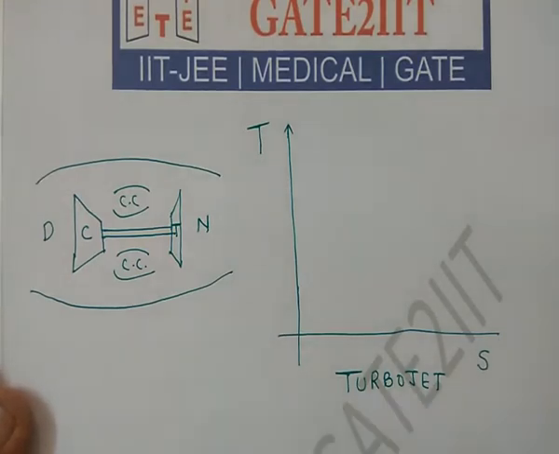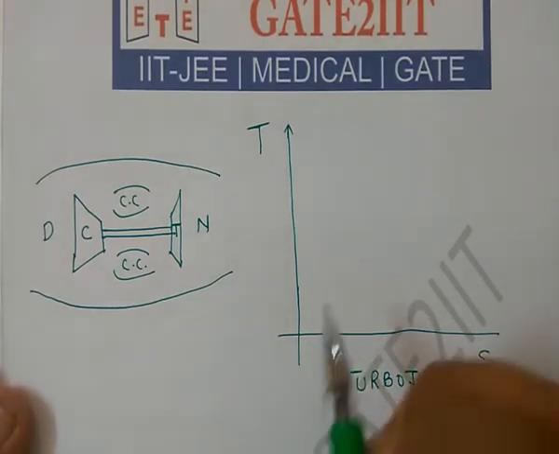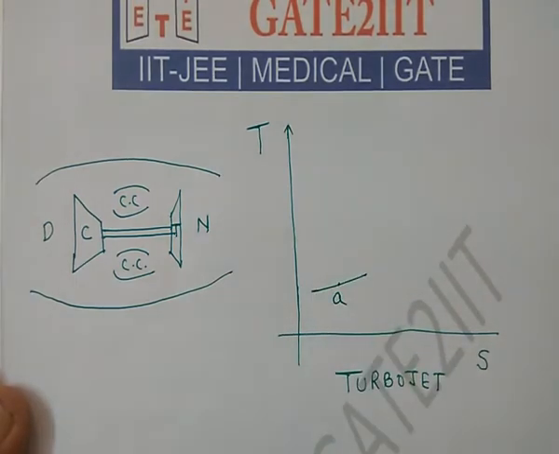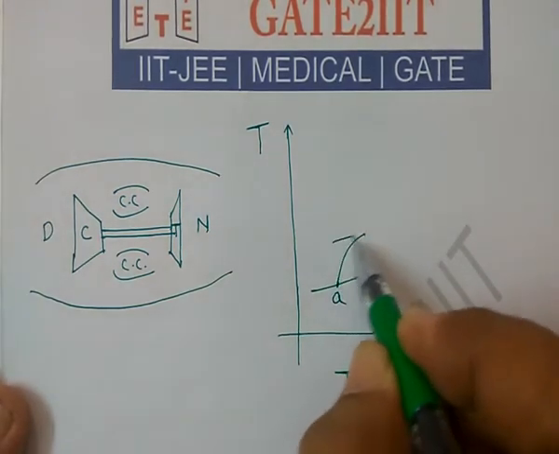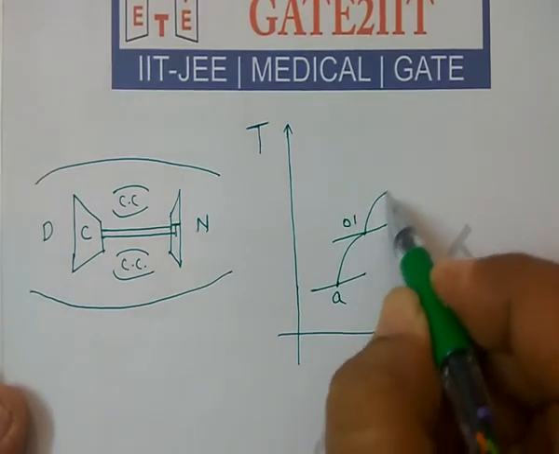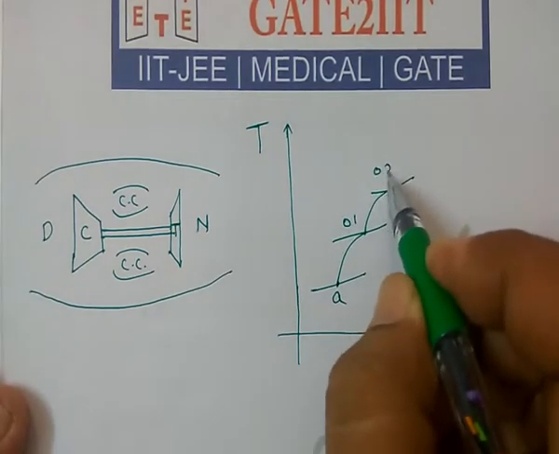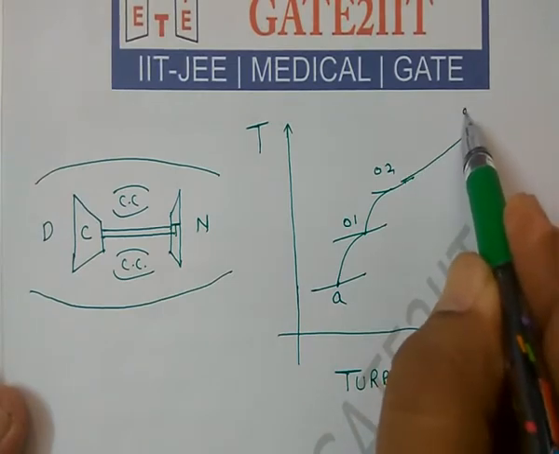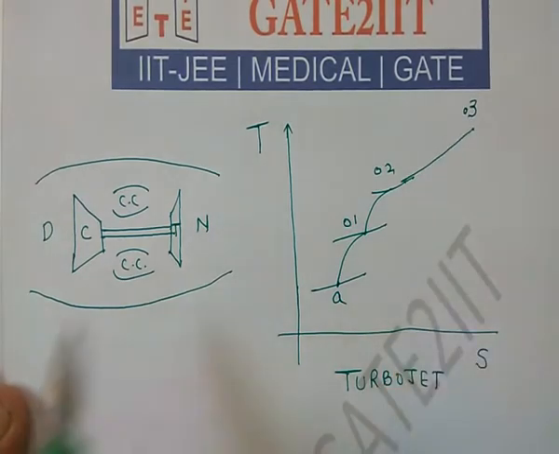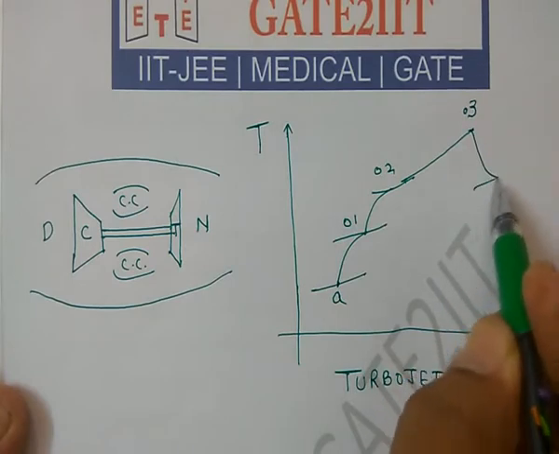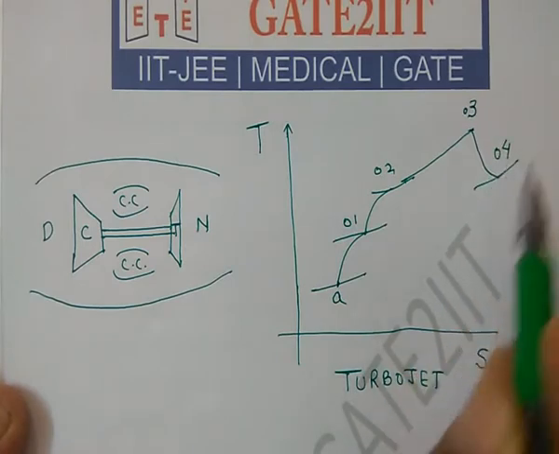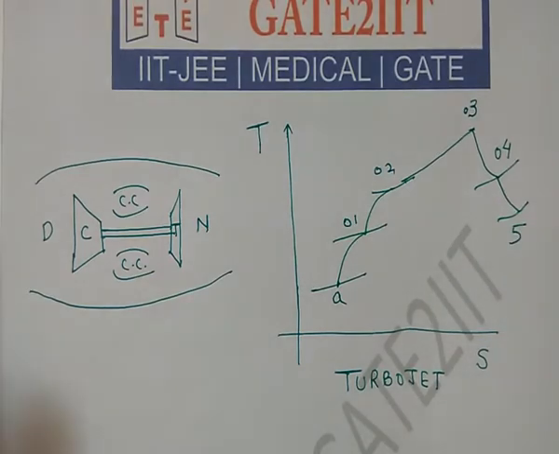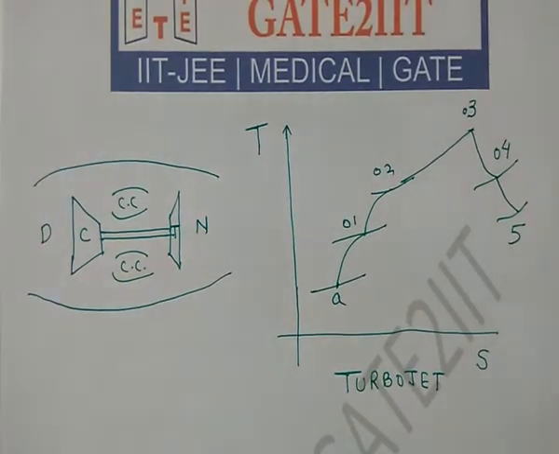So this is the very basic schematic diagram for a turbojet engine. If I draw the cycle corresponding to it, the air enters here, we have the diffuser, we have the compressor, then you burn fuel, you go to state 3, you have the turbine, you go to state 4, and then you have the nozzle.